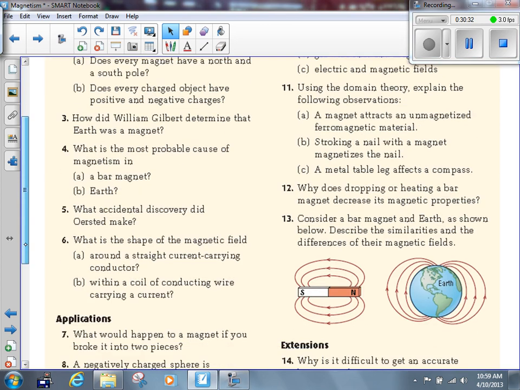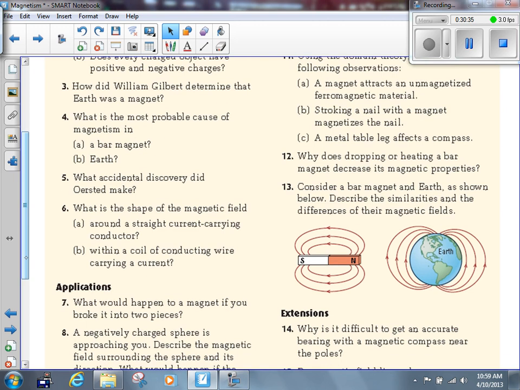Number 12. That's a good question. Why does dropping or heating a bar magnet decrease its magnetic properties? What is it that gives a bar magnet its magnetic properties? What's inside a bar magnet that gives its magnetic properties? What's different about a ferromagnetic material than a non-ferromagnetic material? Good. First of all, the ferromagnetic material has domains. Okay, the non-ferromagnetic material doesn't have domains. And if it's magnetized, then those domains are aligned.